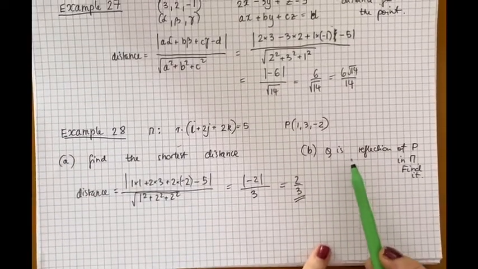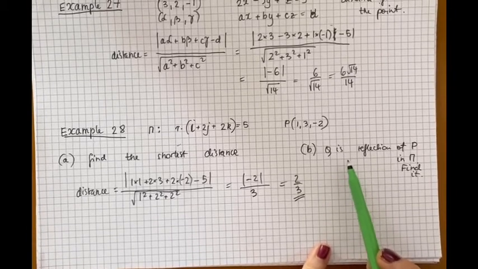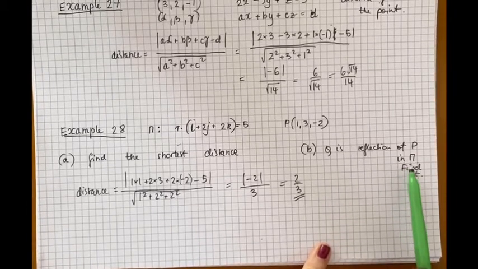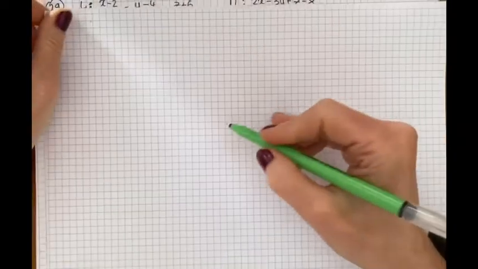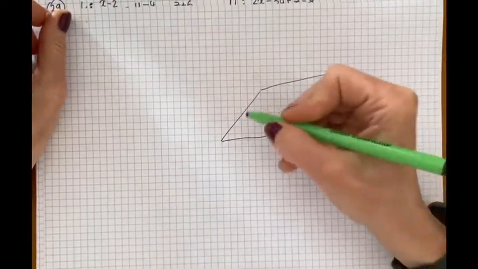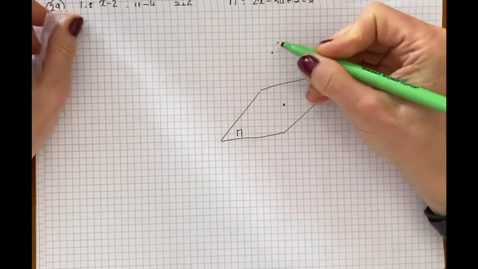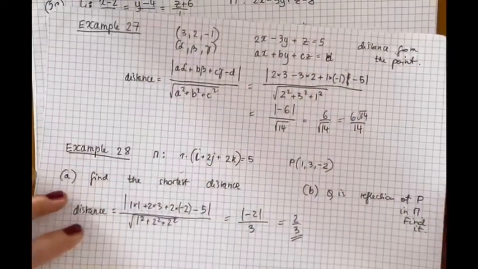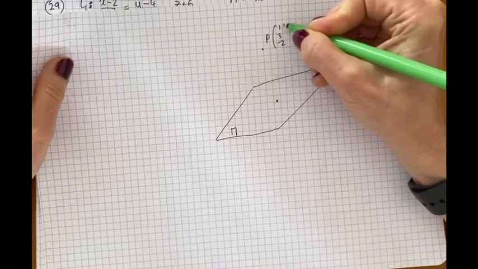Part B, we've got to find the coordinates of point Q, which is a reflection of point P in our plane. So let's just sketch the picture. So here's my plane, pi. Here is a point which we called P, 1, 3, minus 2.